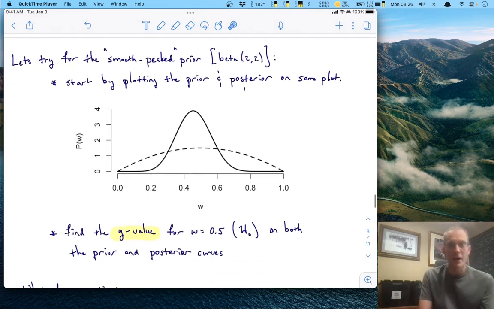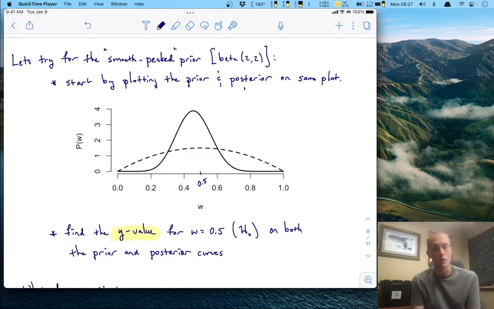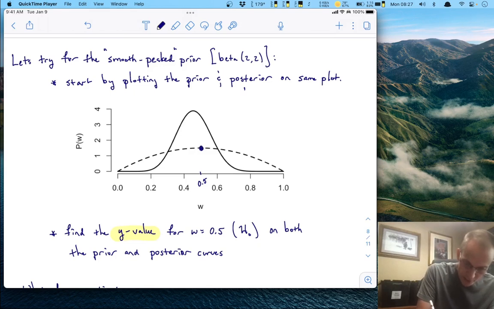So for the smooth peak prior, again, I told you earlier, this is a beta 2-2 distribution. Again, start by plotting the prior and the posterior on the same plot. So again, here's our prior, that smooth peaked one, and here's our posterior. Looks very similar, but as we know from lecture 2, it is slightly different. Again, plot the y value on these plots of your parameter at the null, so w equals 0.5. So here it is on the prior, and here it is on the posterior.